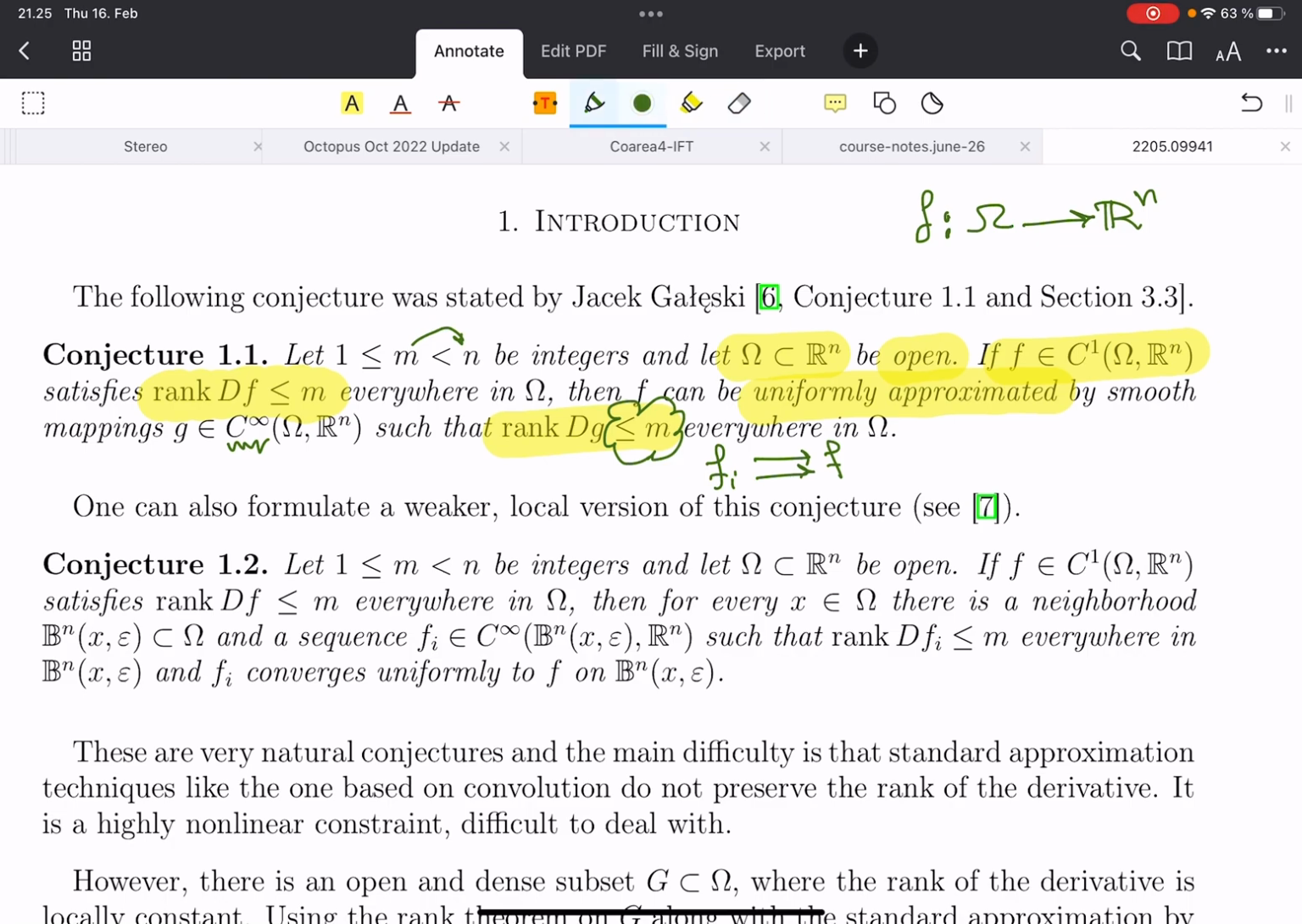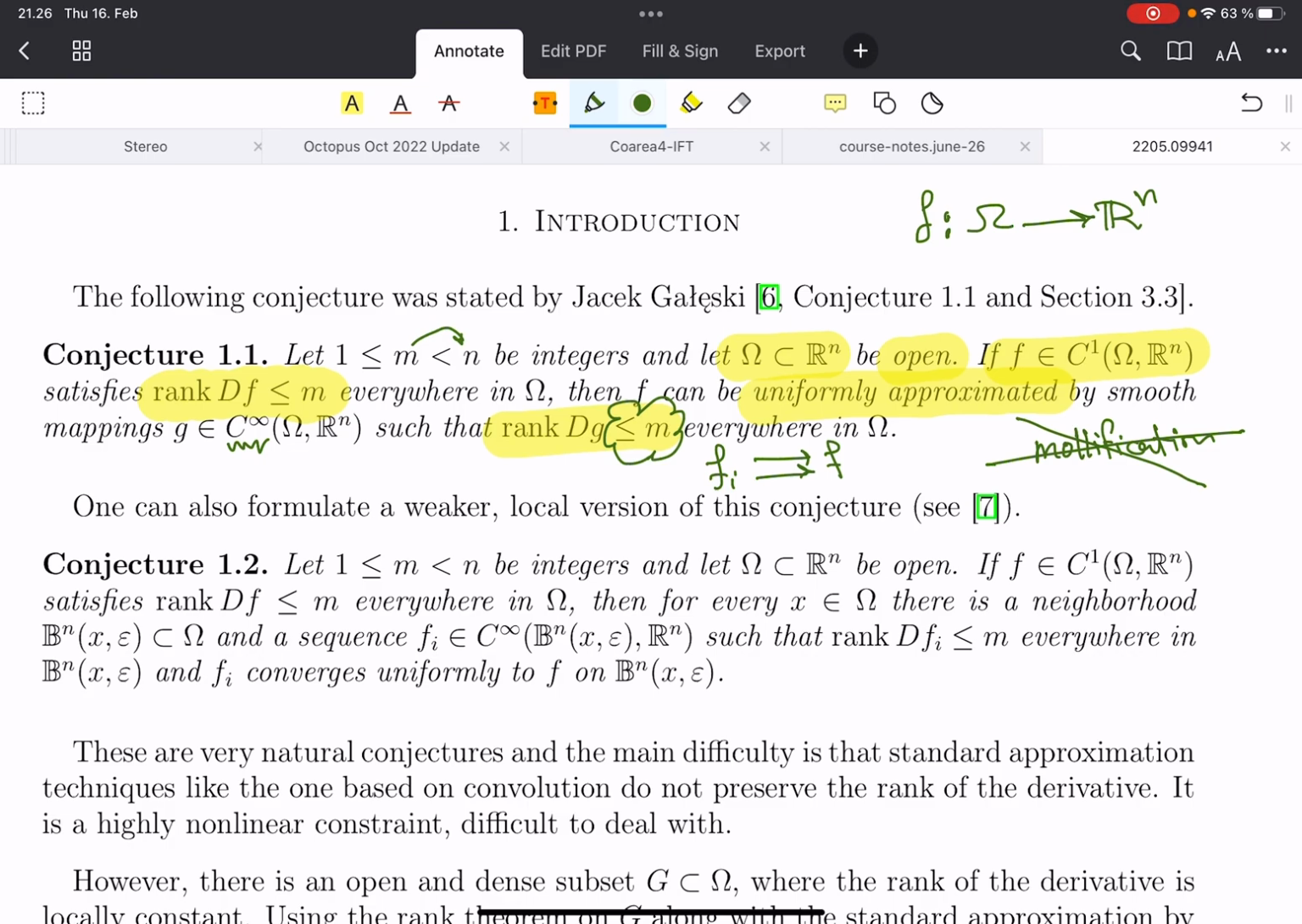The difficulty here is that the usual, go-to approximation technique to get C infinity functions is through mollifications. And this will utterly fail here because they are not at all respecting the rank condition. They notoriously can increase the rank.